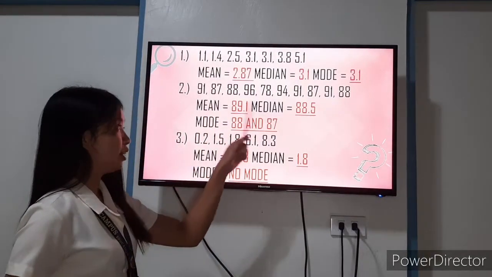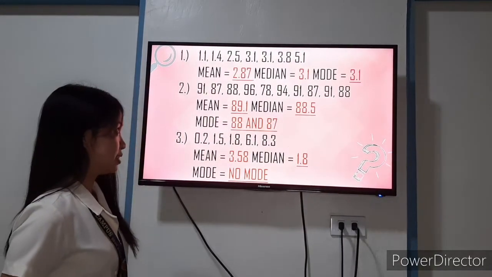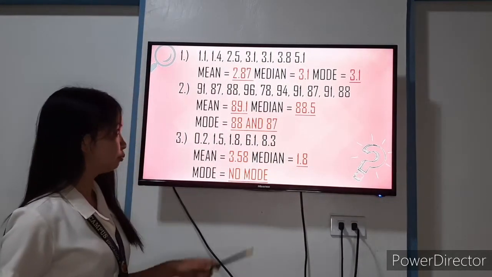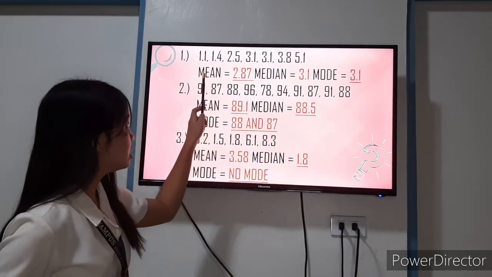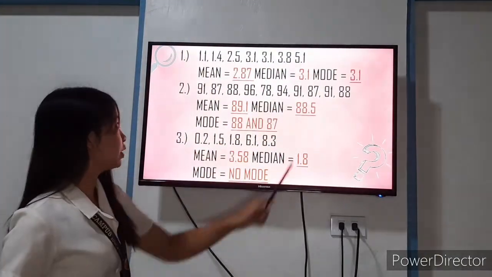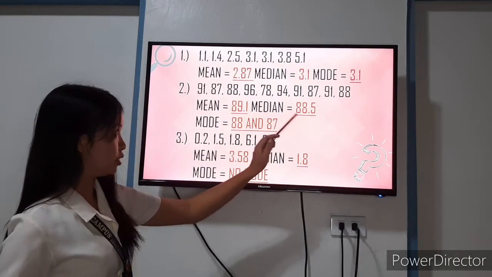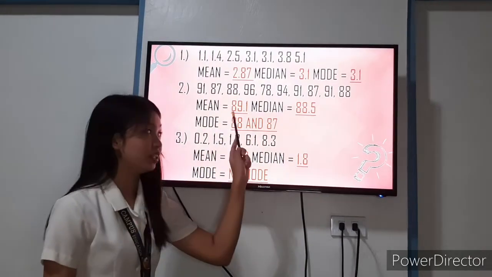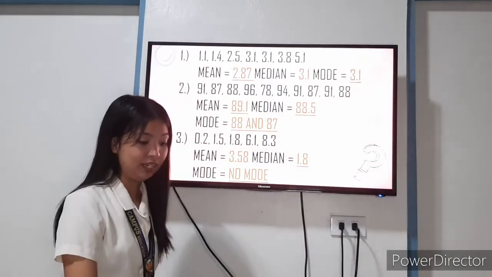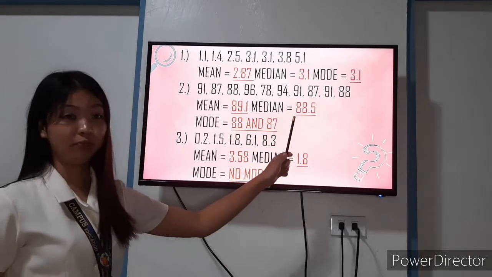first we will arrange all the data from least to greatest and find out who falls in the middle. And the mode in number 1 is 3.1. As you can see, 3.1 appears twice. Number 2, the median is 88.5 because it contains an even number of values. So we need to add the two data that fall in the middle and divide it by 2. Okay? Therefore, we got 88.5.